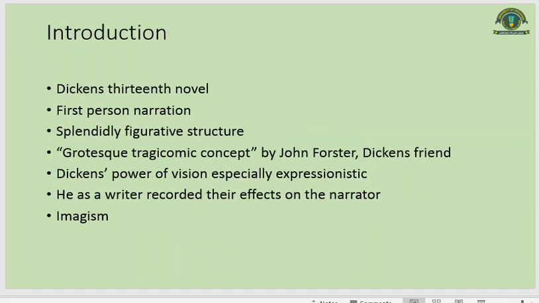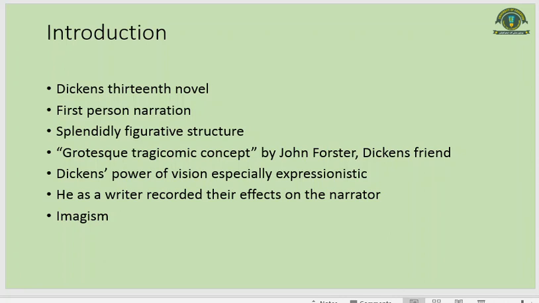As you know, Great Expectations is Charles Dickens' 13th novel in a row. It was first written in serial form in a magazine, perhaps named All the Year Round, in 1860. Every chapter, from the figure of the bizarre criminal in the first chapter to the uncertainty in the last section, adds to the splendidly figurative structure. So this novel has a splendidly figurative structure.